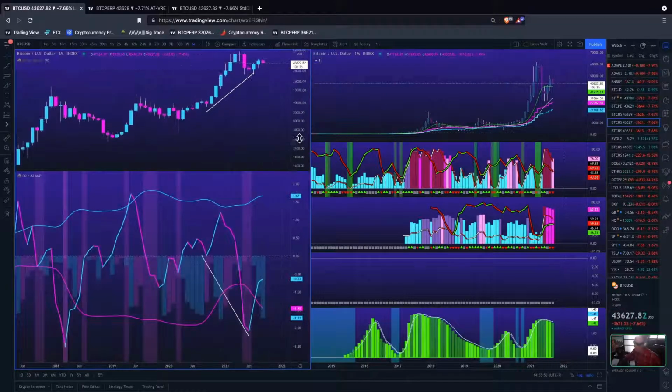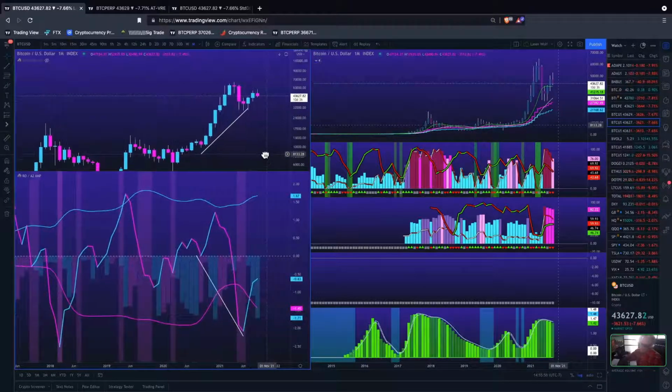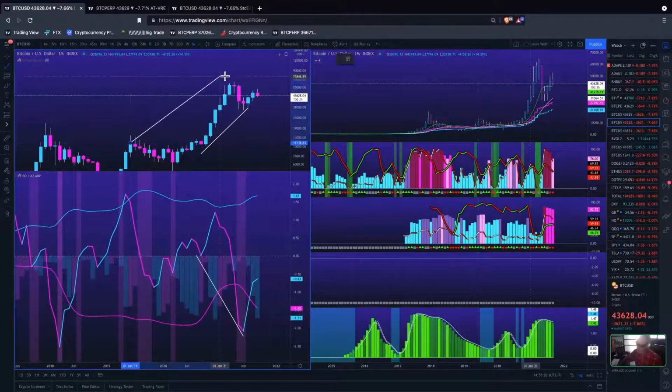let me scale this up, bring her down. Okay, so from this trend right here, we had this little bit of a pullback. I might as well start at the beginning. Why did we get this pullback on the monthly chart?